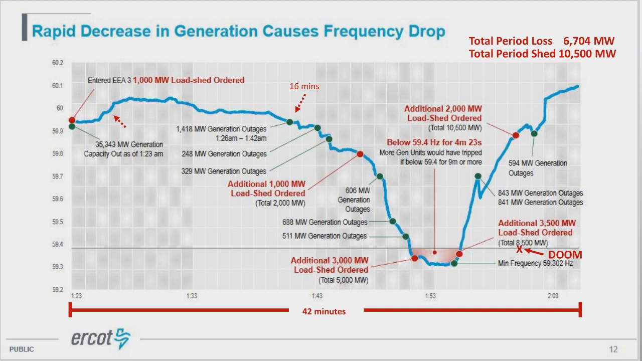They laid off another 3,500 megawatts to try to start bringing it out. You'll notice the little X over there. That's doom. That's where things start to fall apart. Now, from that point on, they got relief on the frequency, but they continued to lay off. They continued to lose generation, and they continued to lay off load.